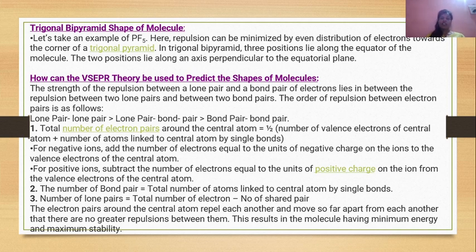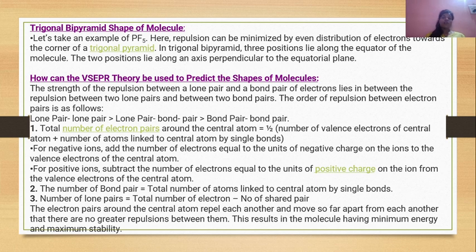So this is all about VSEPR theory. Now, how will VSEPR theory predict the shape of molecules? Let's go through it. The strength of repulsion between a lone pair and a bond pair lies in between the repulsion between two lone pairs and between two bond pairs. As we already know, the order of repulsion between electron pairs is as follows: lone pair-lone pair repulsion is maximum, then lone pair-bond pair, then bond pair-bond pair.